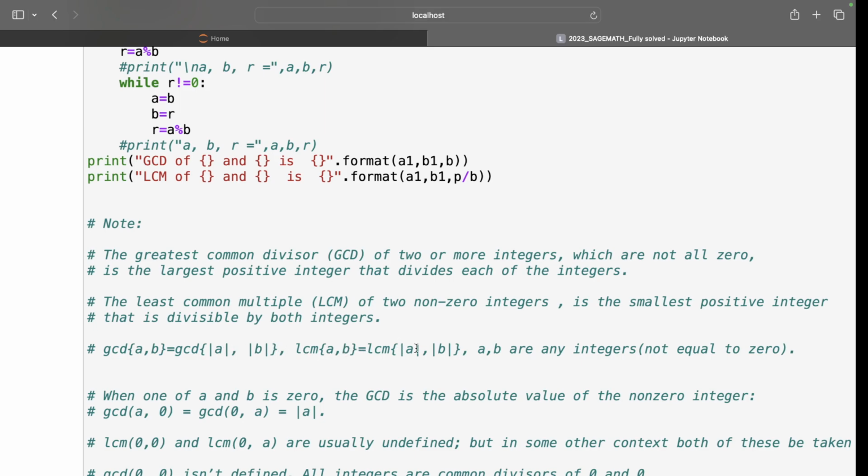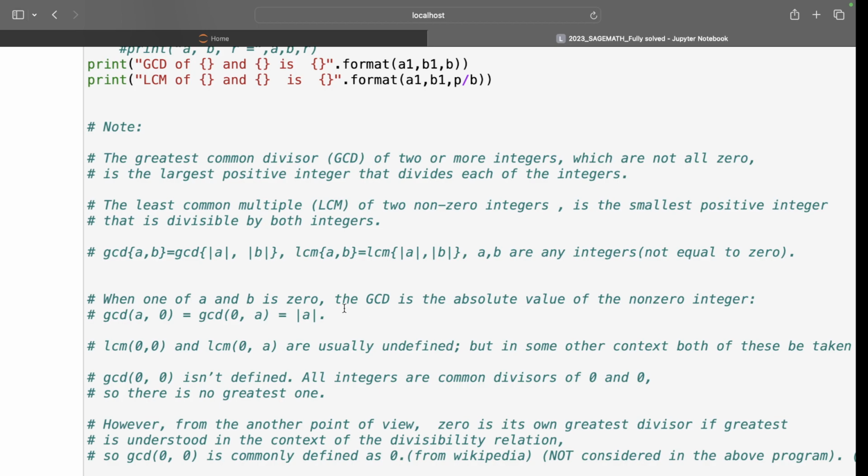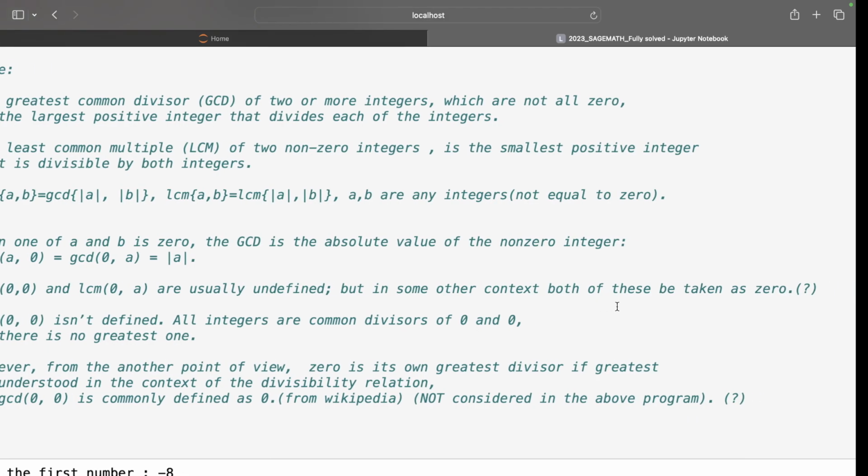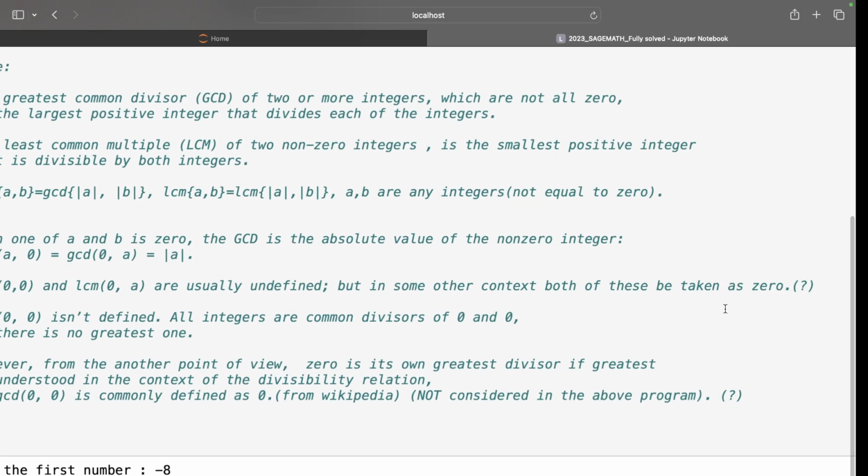LCM of A and B is the LCM of |A| and |B|, where A and B are any integers not equal to 0. Now, when one of A and B is 0, the GCD is the absolute value of the non-zero integer. So GCD of A and 0, or GCD of 0 and A, is the modulus of A. But LCM of 0 and A is usually undefined, though in some other contexts both of these can be taken as 0.